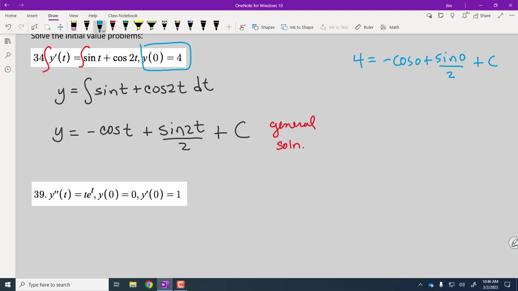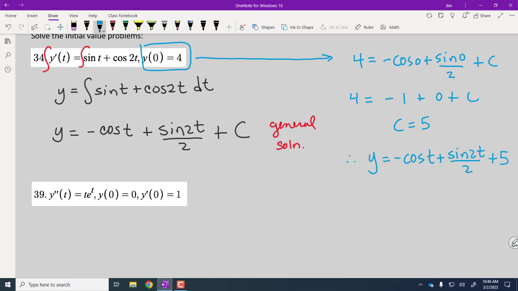So this is the initial value. On the right-hand side, we get 4 equals minus 1 plus 0 plus C, since sine of 0 is 0. This tells us that our constant is going to be 5 for this initial condition. Therefore, our particular solution will look like this. So that is our particular solution.